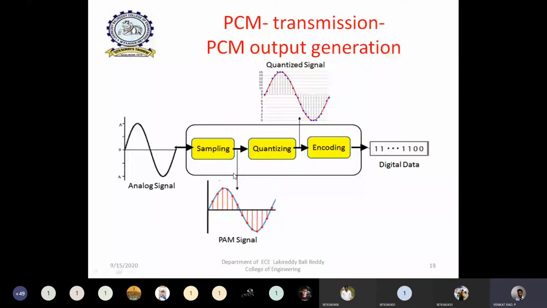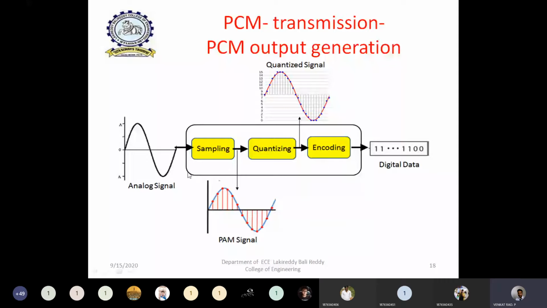Now we will observe the PCM transmission process first, how the PCM output is generated, and then we'll discuss how the original signal is reconstructed by using the PCM receiver. In this diagram, you can clearly observe how the analog signal is converted into a digital signal, that is, in terms of binary ones and zeros.